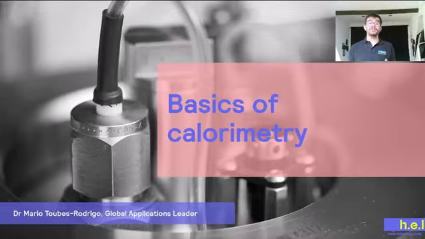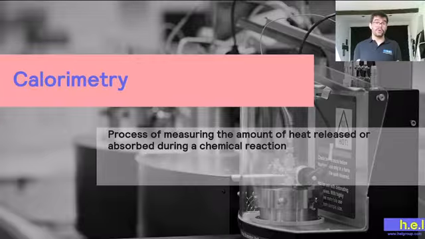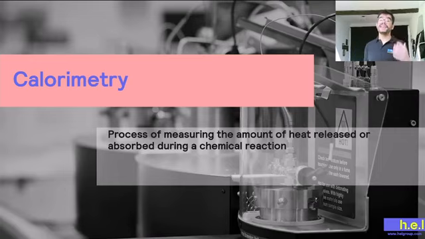And today we're going to be talking about the basics of calorimetry. So the first thing that we need to ask ourselves, what is calorimetry? Well, calorimetry can mean a number of things, and the definition is going to change slightly depending on the field of study. But for the purpose of this talk, we're going to focus on a chemical perspective. So in chemistry, calorimetry is the process of measuring the amount of heat released or absorbed during a chemical reaction.